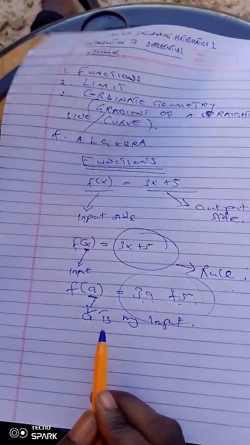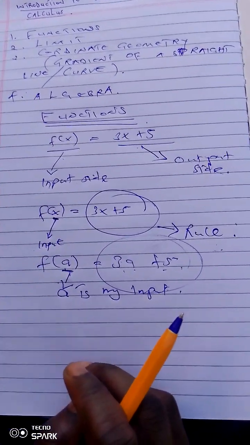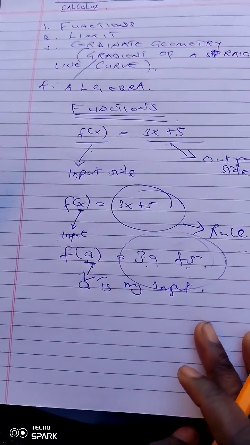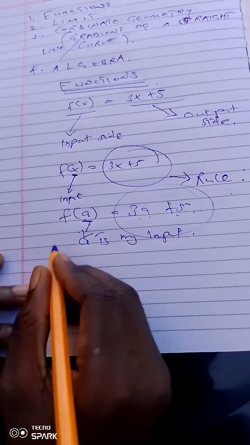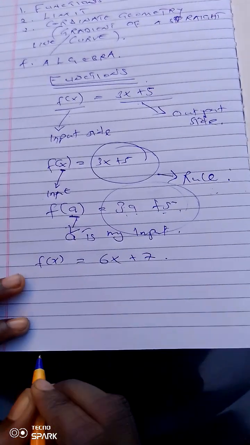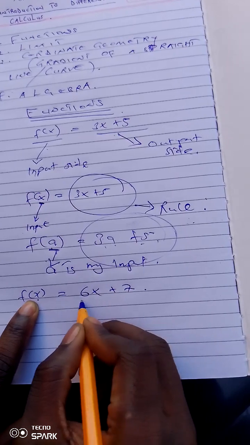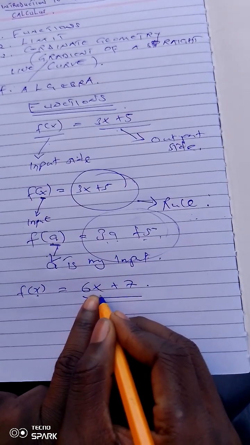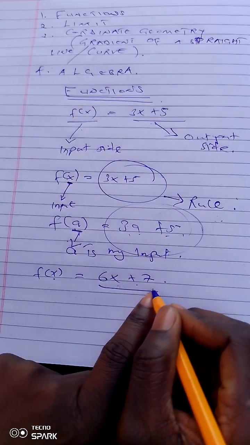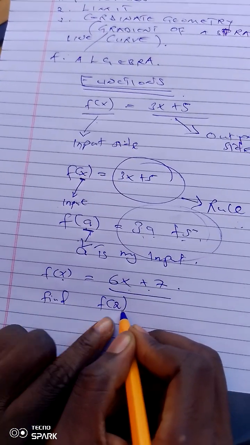I'll have my output. So whenever you are given a function, please identify the what? The rule. Once you identify the rule, also identify the input. Then the rule will tell you what you have to do to the what? To the input. Okay? Let's have an example. If I say f of x is equal to 6x plus 7, then what I know is my input here is x. Then the rule here is whatever input you have, multiply it by 6, then add what? 7.